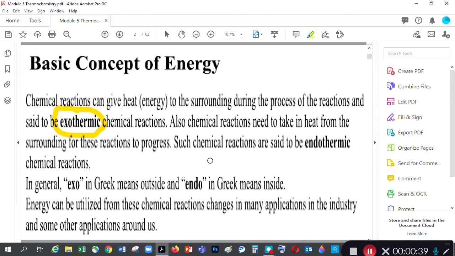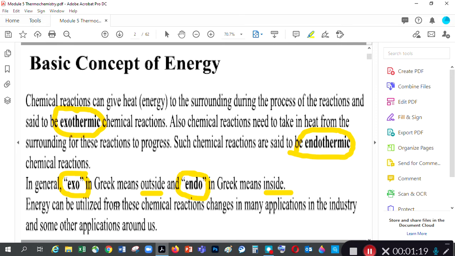Some chemical reactions, though, need heat. They really need heat in order to progress, or in order to carry on. When a reaction needs heat taken in by the chemical reaction or by the system, the reaction is said to be an endothermic chemical reaction. The prefixes exo and endo come from the Greek. Exo means outside, and endo means inside.